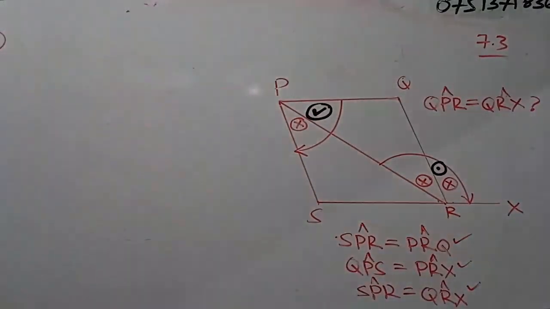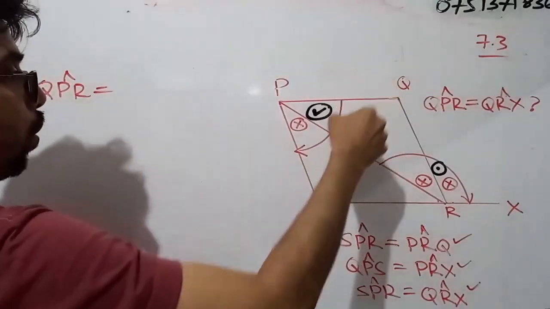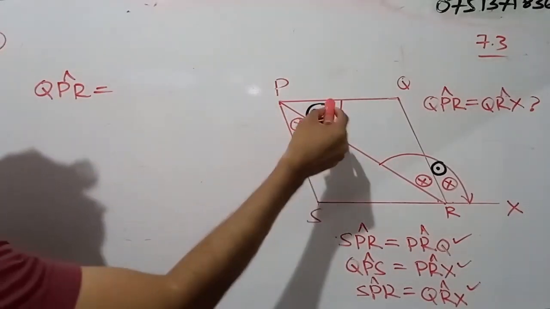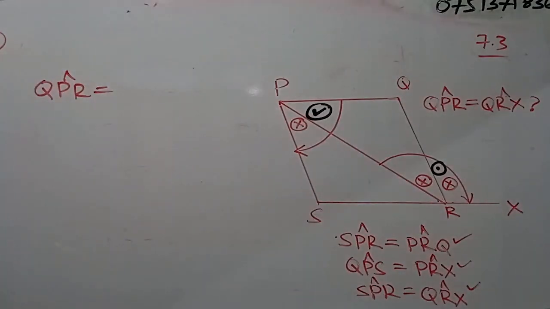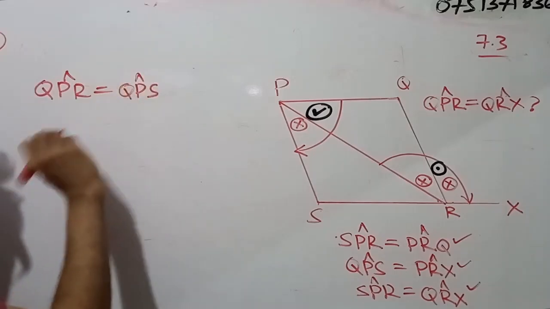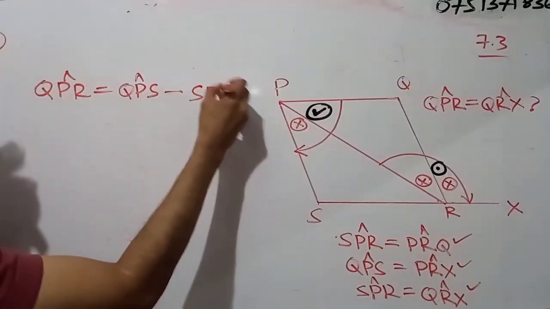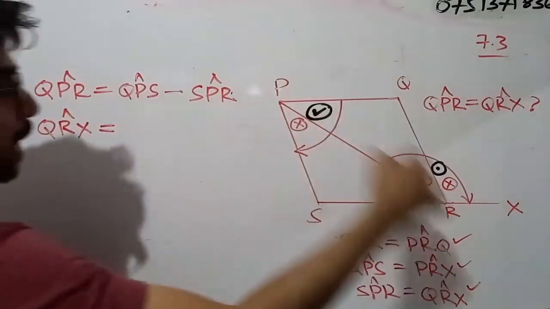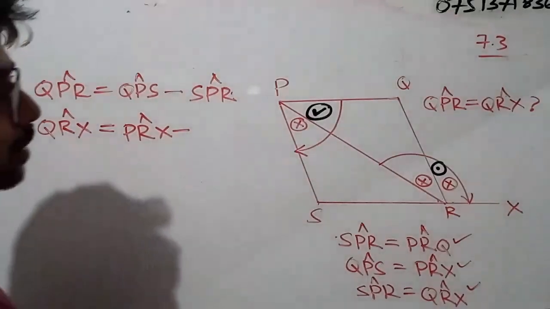It is given in the question. QPR angle. What is QPR? Take this whole angle and subtract this angle. If we remove this part from the whole angle, we get this angle. So how do we write it? That is QPS angle minus SPR angle. SPR angle, this angle. What is QRX? QRX angle. Take PRX angle and subtract what? PRQ.